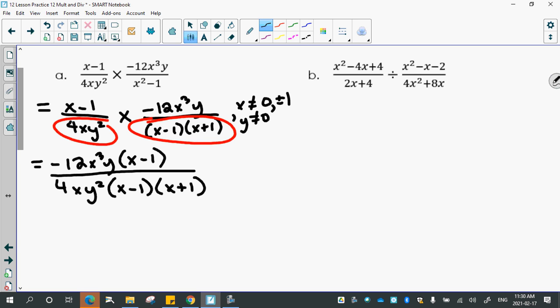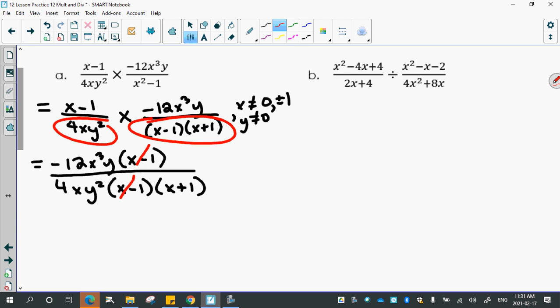Now I'm on reducing, which means dividing out like factors in the numerator and denominator. Does anyone see anything I can simplify or reduce or divide out? The x minus 1, does everyone see there's 1 on the top and 1 on the bottom? Okay, so that's good. Anything else?